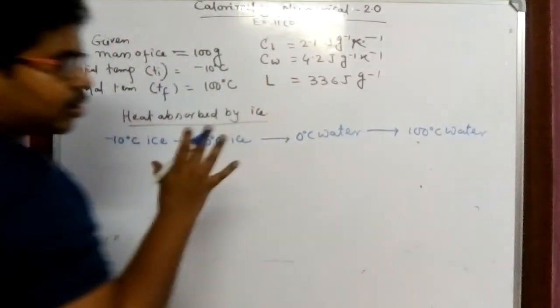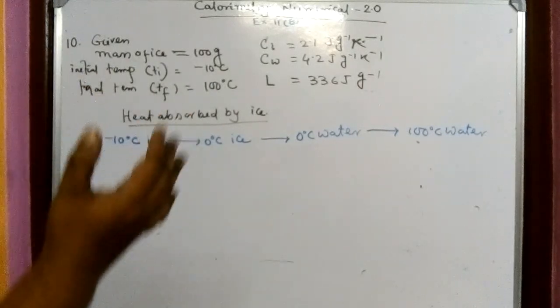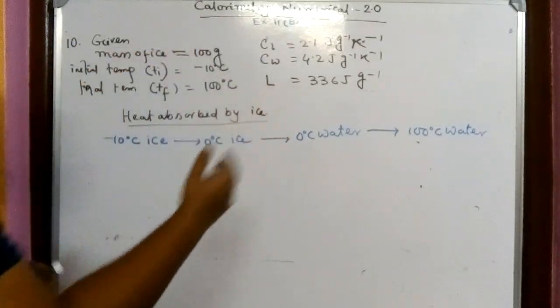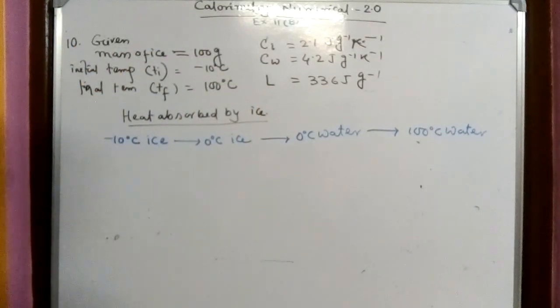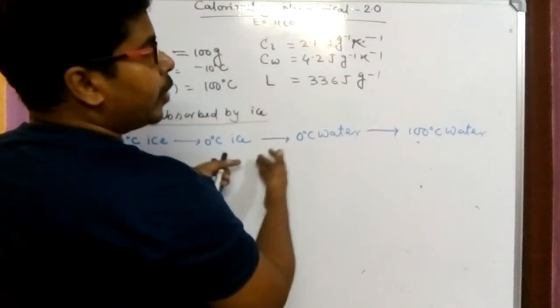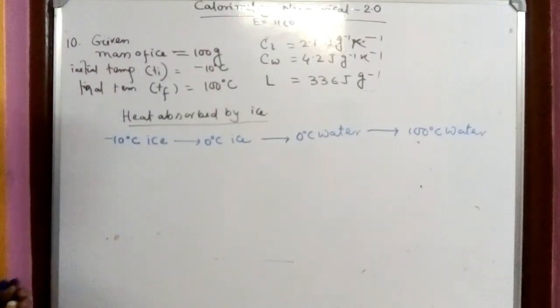So that step it should follow. Minus 10 degree centigrade ice to 0 degree centigrade ice, 0 degree centigrade ice to 0 degree centigrade water, 0 degree centigrade water to 100 degree centigrade water. Here we have shown these steps to show the phase change. Otherwise it is not possible.